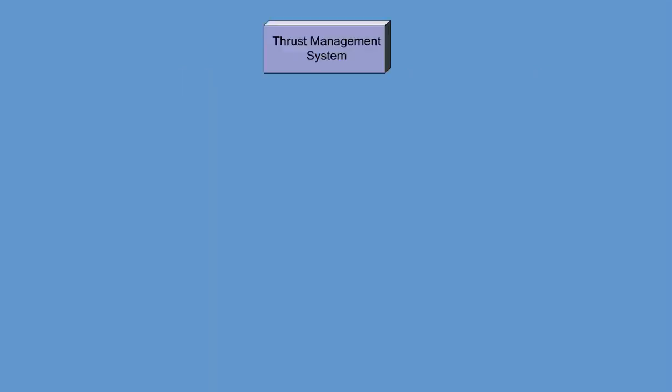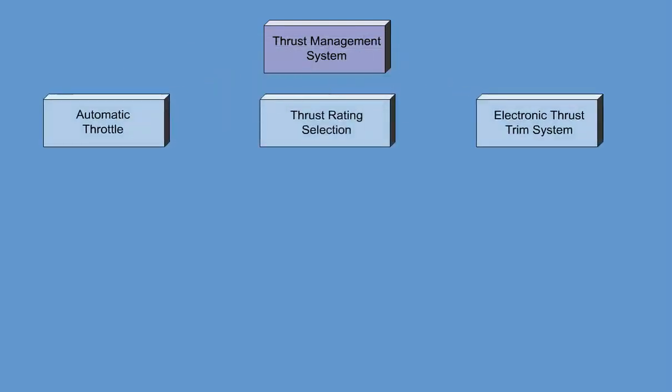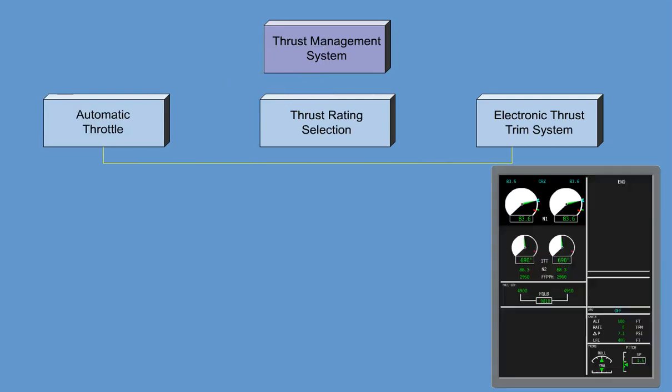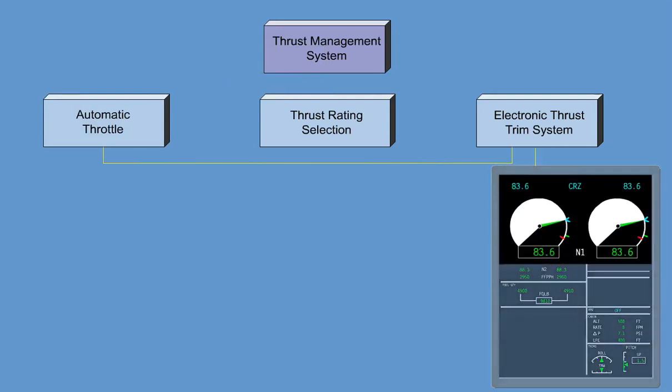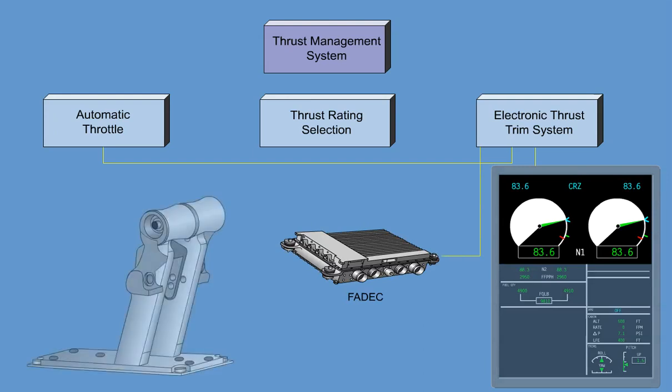The thrust management system consists of the electronic thrust trim system, thrust rating selection, and the automatic throttle. The electronic thrust trim system controls the fine-tuning of the automatic throttle, provides N1 command synchronization, and passes engine synchronization commands to the FADEC. The electronic thrust trim system is coupled to the automatic throttle. In other words, the electronic thrust trim system is disabled when the automatic throttle is disengaged.